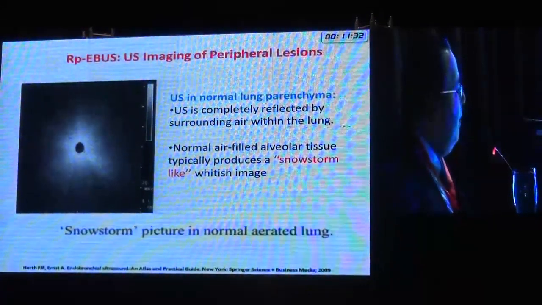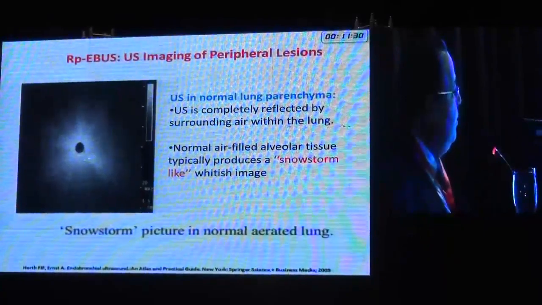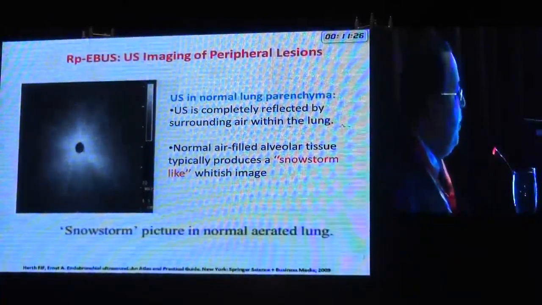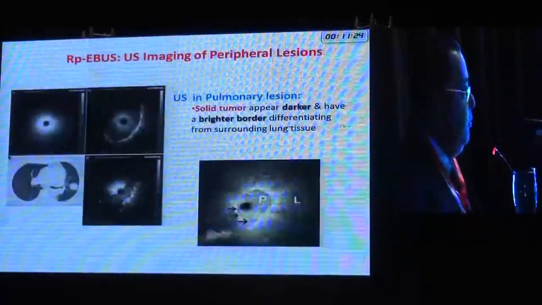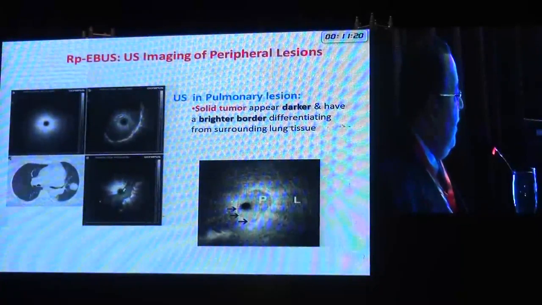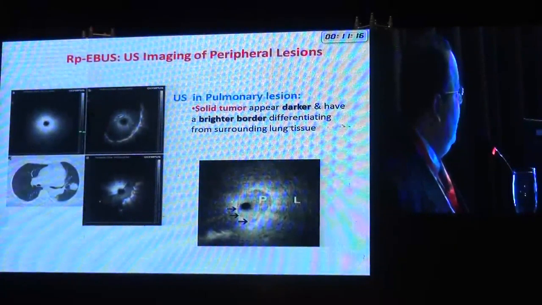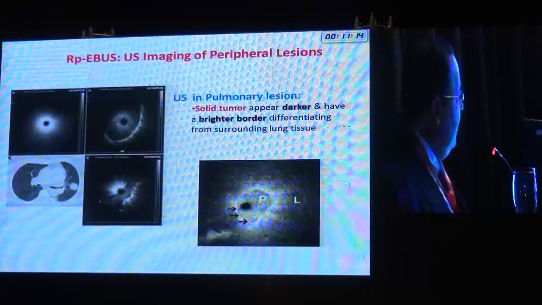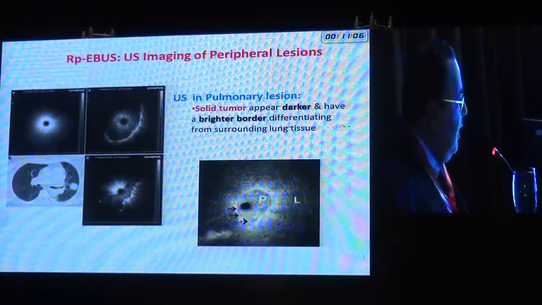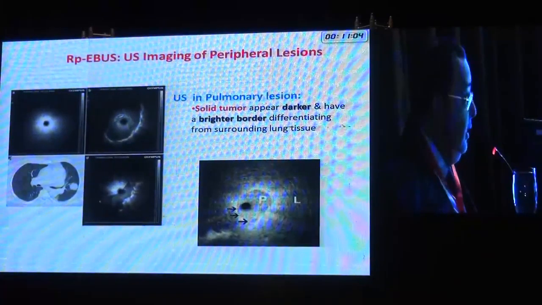The normal lung appears as a snowstorm. This is due to the reflection from the air present in the alveoli. This is the characteristic normal picture that we see in normal EBUS. What about tumors? In tumors, we have dark areas like this, and we have a characteristic bright border. As you can see here, this is the normal lung tissue, this is the tumor, and this is the characteristic border. This is the tumor on the CT, and you can see the normal lung and the tumor, and this is the line of demarcation, so you can easily reach it.